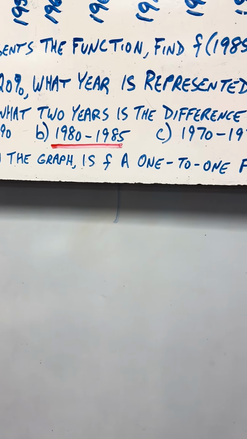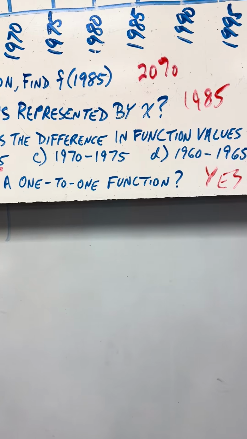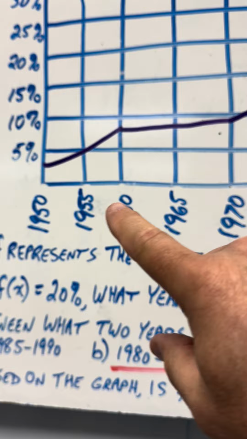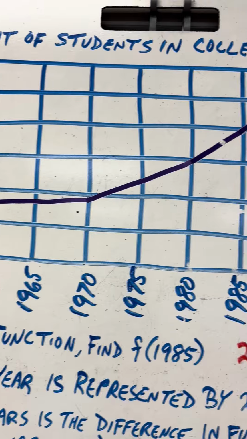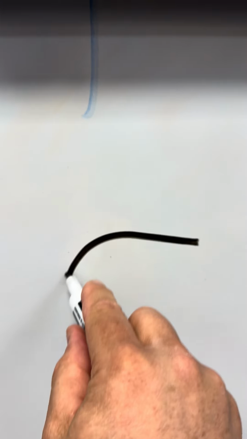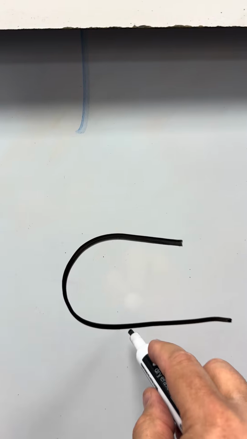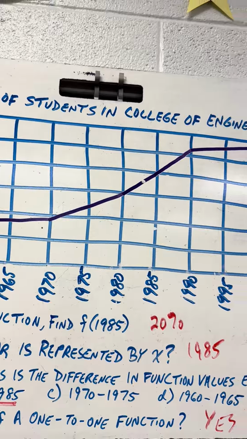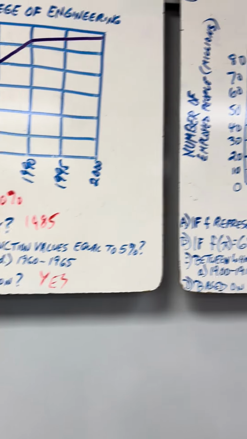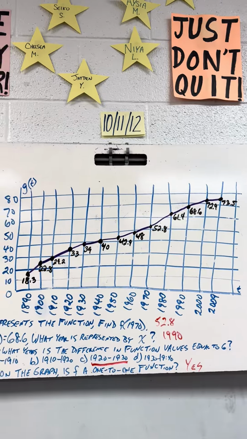Based on the graph, is f a one-to-one function? A one-to-one function means that for every value of x, there's only one value of y. And that's the case in all of these, okay? There's only one value y. The only time that it would be more than one value or not a one-to-one function is if it looks something like this, where there is a value here and a value here for x. Okay, that would not be a one-to-one function. Okay, but when you have a graph like this, just going in an upward direction, that's a one-to-one function. In fact, this problem here is also a one-to-one function. Okay.